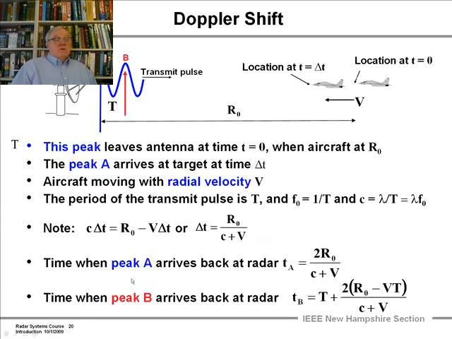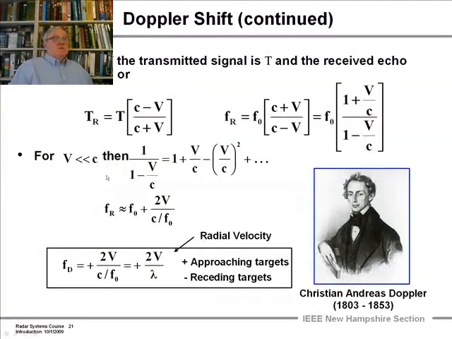From this relation, one can see easily that the time when peak A arrives is 2 R0 over that speed. The time when peak B arrives is at a different distance, because the target has moved. So that distance is different. It's not R0, but R0 minus Vt, divided by the speed. Okay? Now let's move to the next.